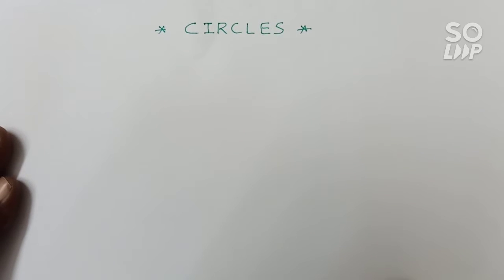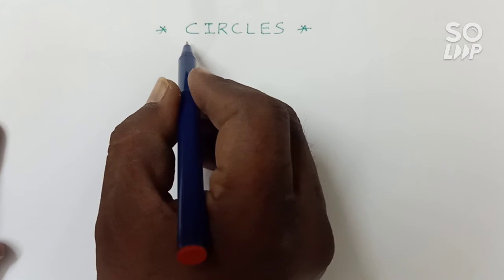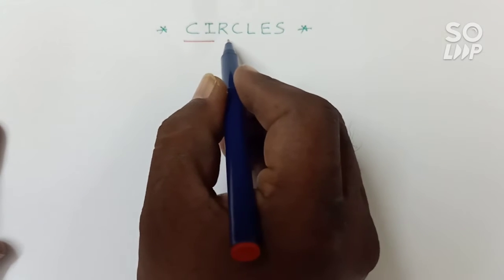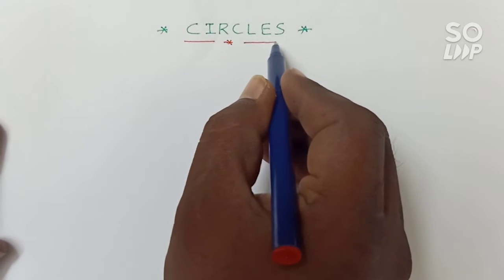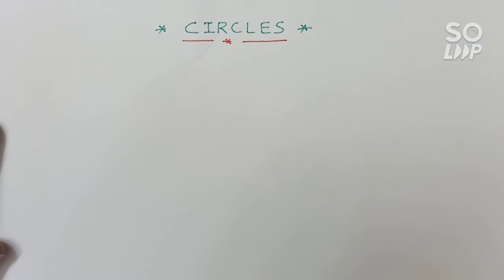Okay, dear students, today we are going to discuss a new chapter, very important from the point of view of JEE Advanced and Mains, right? That is circles. The topic is circles. So please, all of you, follow from the introduction of the circles. Then it will be very easy for all of you, right?